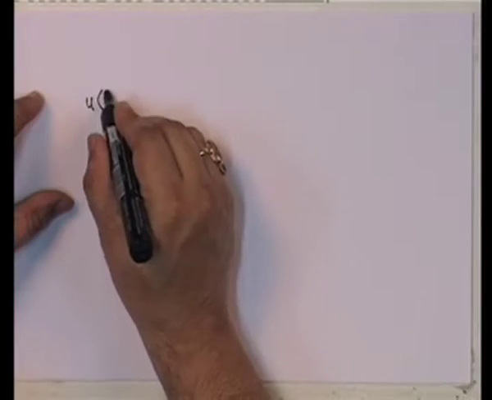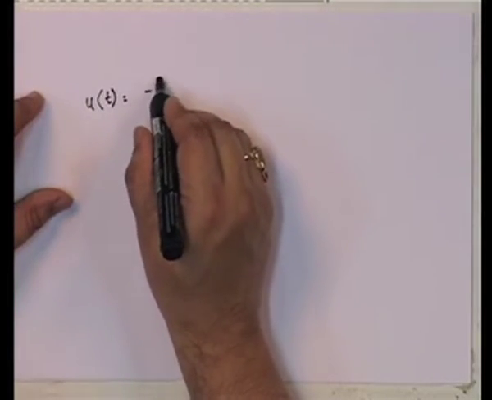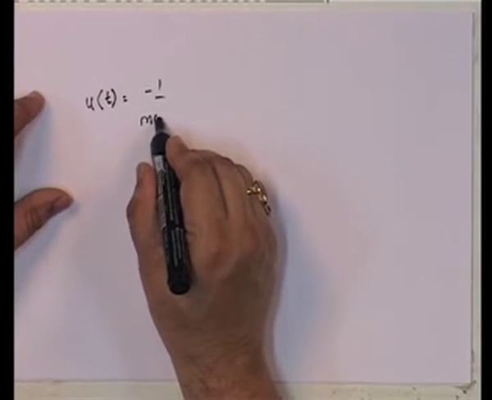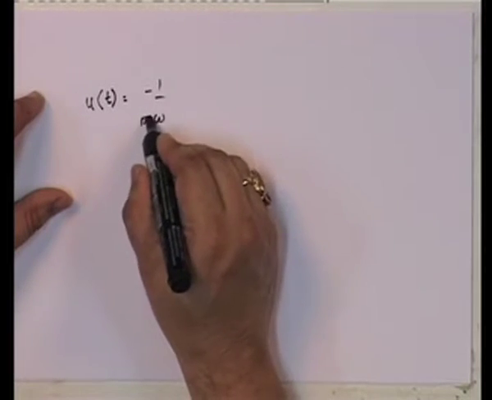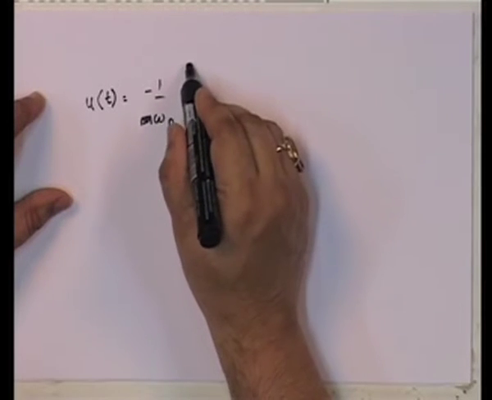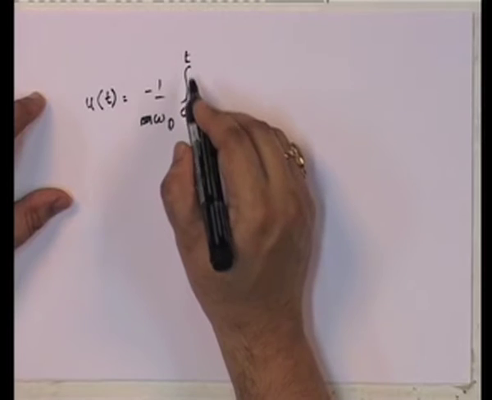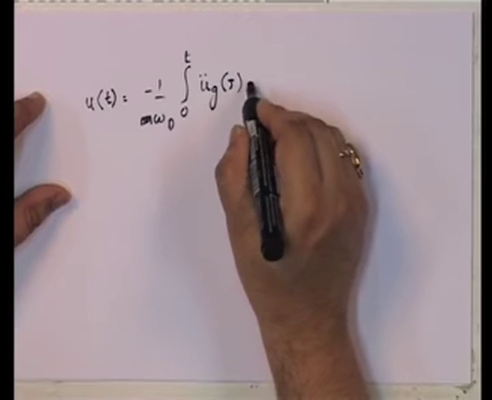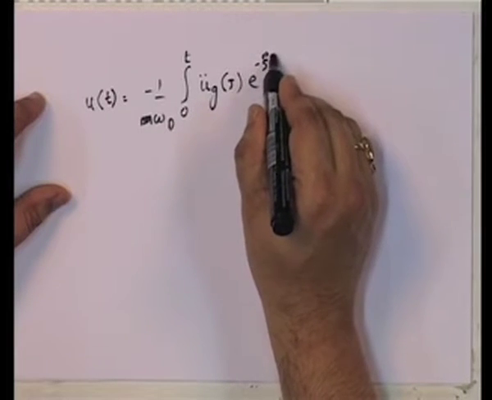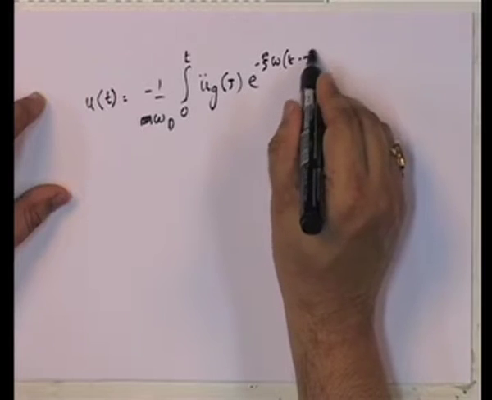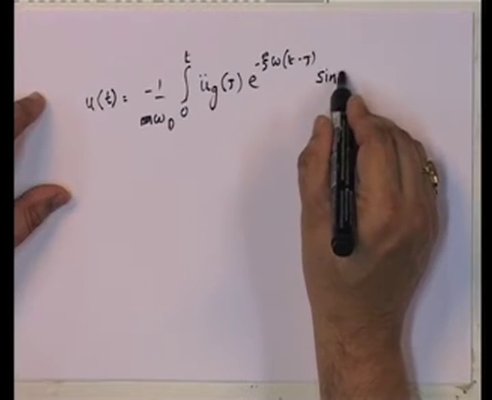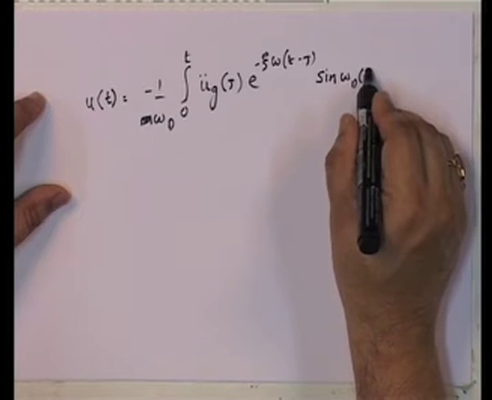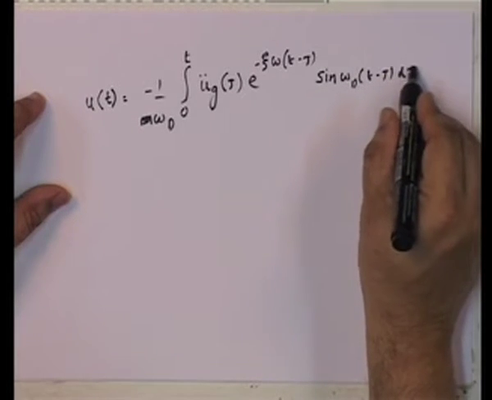Now the question comes back: if I go back to the original equation and the original Duhamel integral, the m goes away, and it is 1 over omega d, integral from 0 to t of u double dot g of tau, e to the power of minus xi omega (t minus tau), sine omega d (t minus tau), d tau.